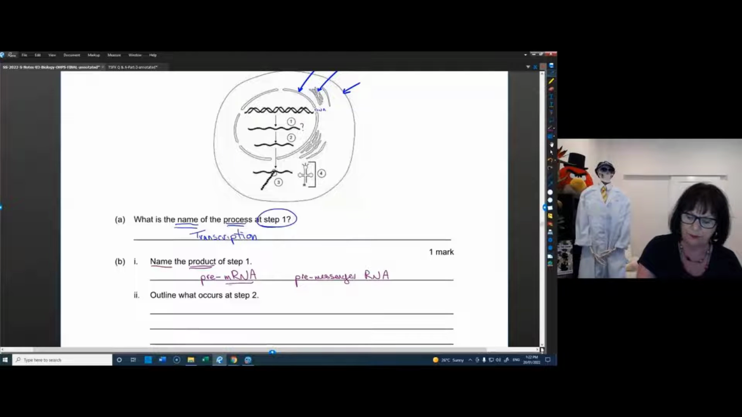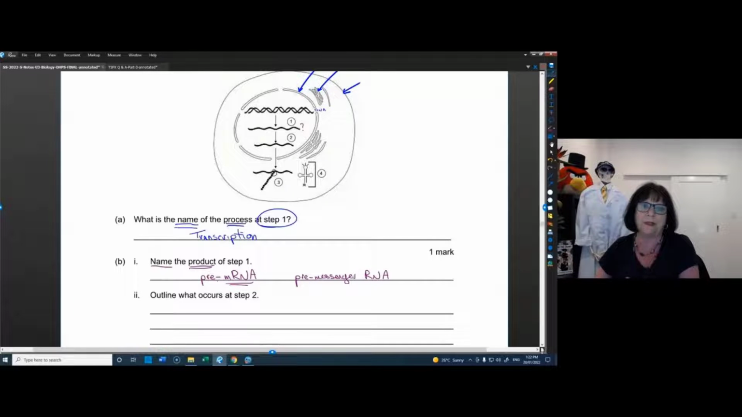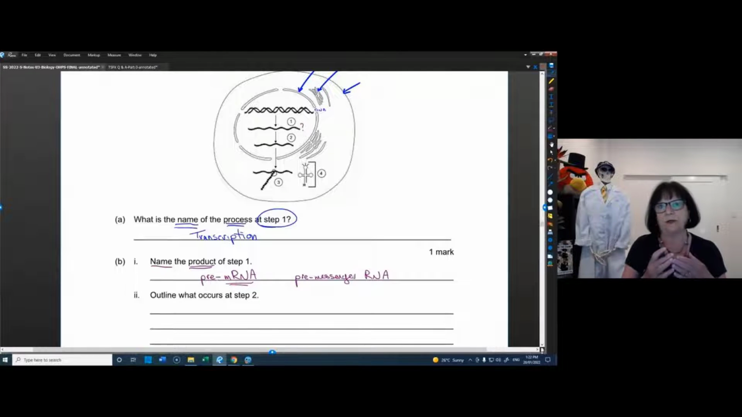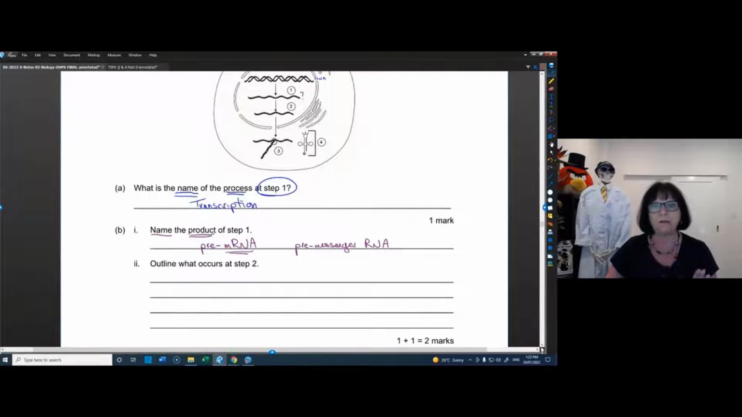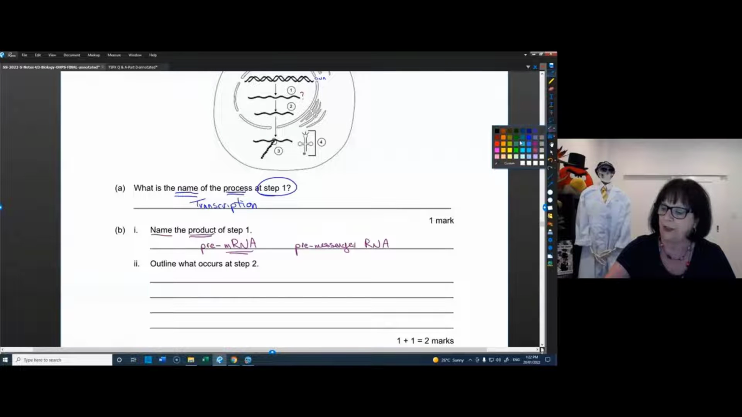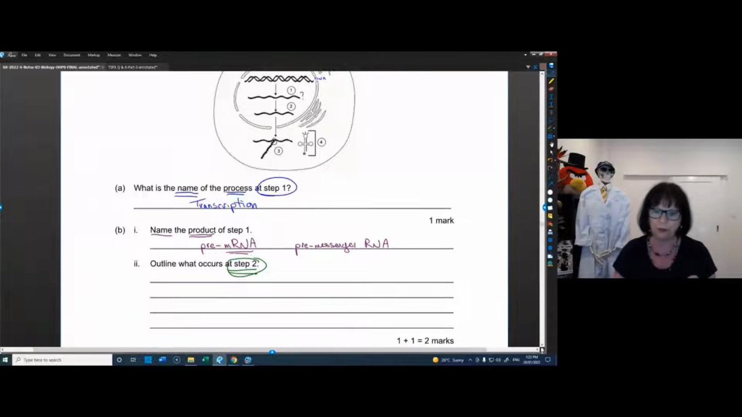It is acceptable to write an abbreviated form when it is an accepted abbreviation rather than write the full word messenger. And you don't have to write ribonucleic acid. RNA is an accepted abbreviation. But if you just write messenger RNA, that is not correct. Because, as it says, there is step 2.